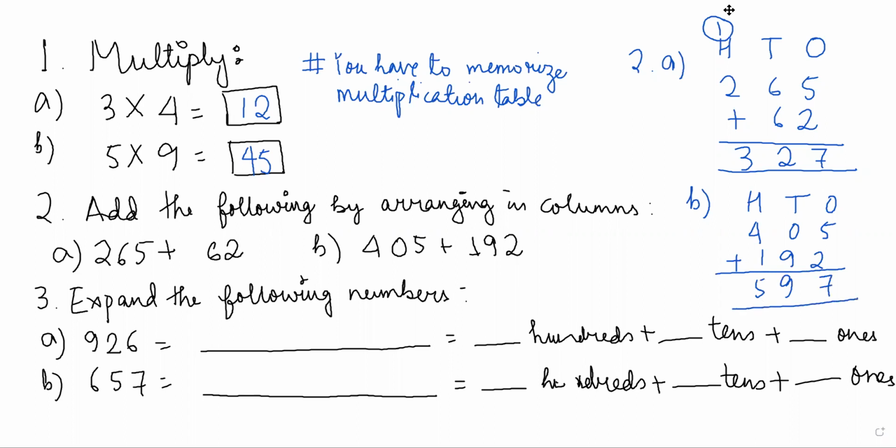Now expand the following. How will you do it? You will do it like that: 900 plus 20 plus 6. So here we can write 9 hundreds, 2 tens and 6 ones. Also we can write like that: 600 plus 50 plus 7. Okay, so here we can write 6 hundreds, 5 tens and 7 ones. Like this way, we can write all those things.